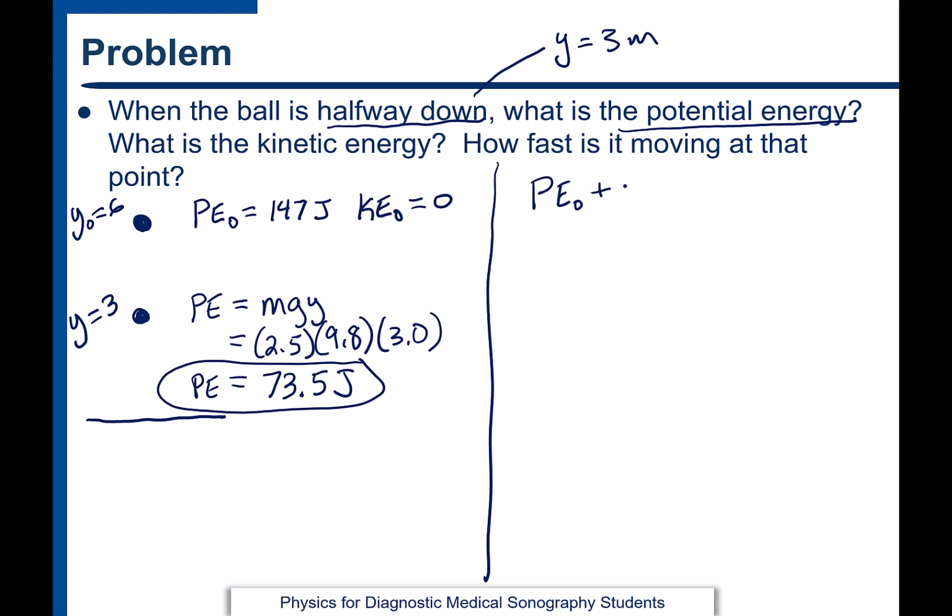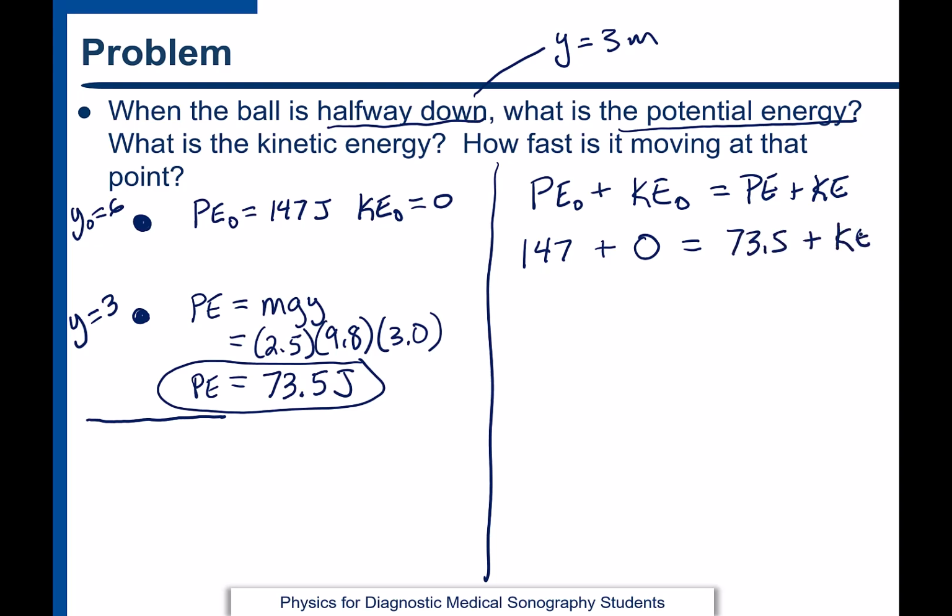Let's look at conservation of energy. We know the initial potential energy plus the initial kinetic energy has to be equal to the potential energy plus the kinetic energy at any other point. And so we're just comparing the 2 points. At the top, we know the potential energy is 147. The kinetic energy is 0. Then halfway down, we figured out the potential energy is now 73.5.